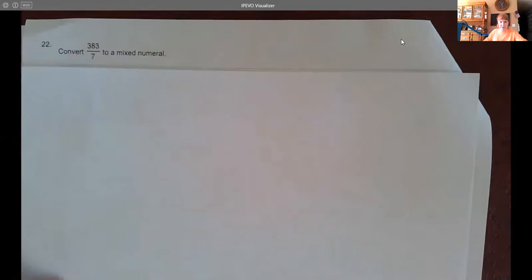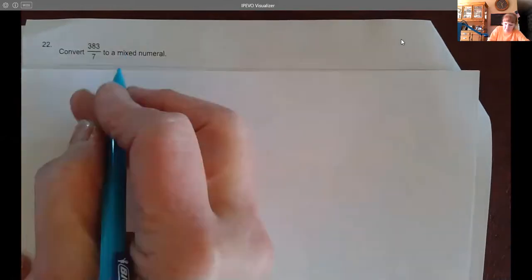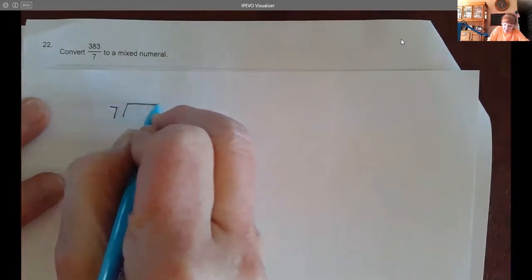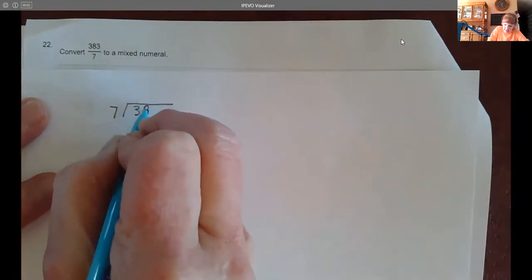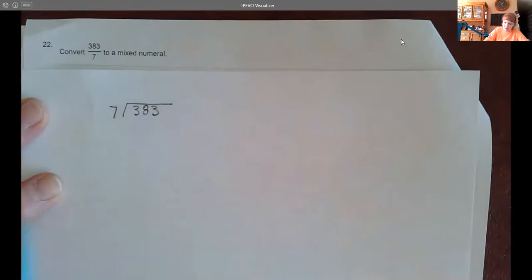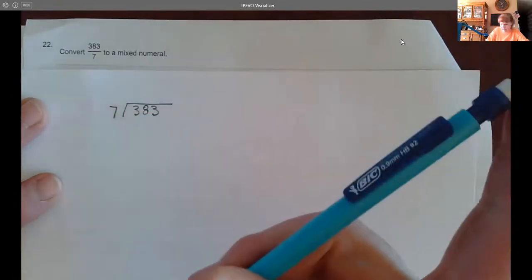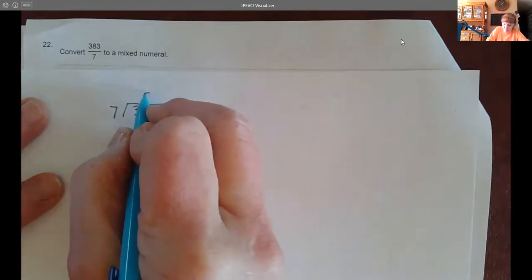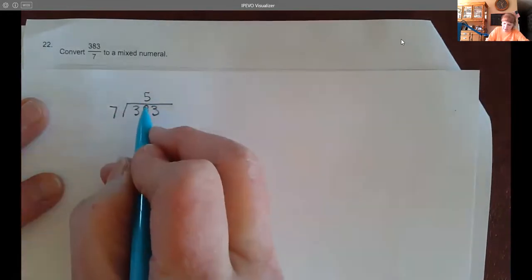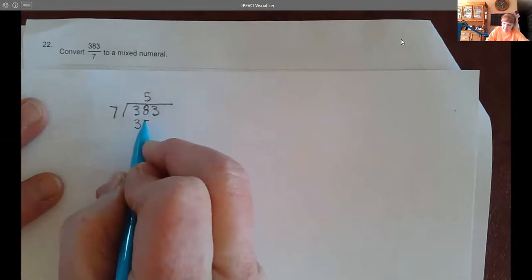Convert this to a mixed numeral. This is a fraction to a mixed numeral. 7 into 383. 7 doesn't go into 3, but it will into 38. It'll go 5 times without going over. So that leaves you with 35.